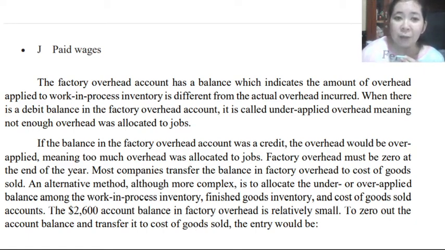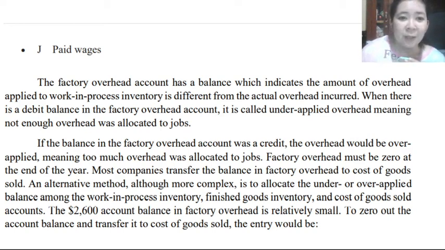An alternative method, although more complex, is to allocate under or over applied balances to work in process or finished goods and cost of goods sold. But for a simple absorption of the balance under or over application of our factory overhead, normally they are absorbed by the cost of goods sold. But if the entity wants to allocate it to work in process, finished goods inventory, and cost of goods sold respectively based on their cost, then it can also be done according to that allocation or absorption.